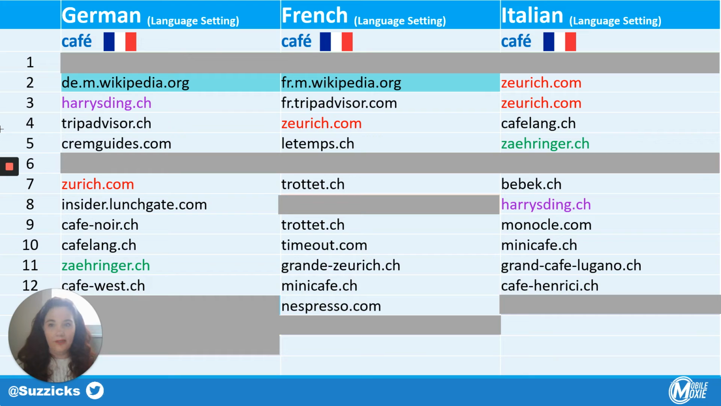So here, the only thing that shows up a lot is Zurich.com, shows up in all 3 searches, but at the very top in Italian. And some things are just showing up in one query language, search language combination, or a lot of them, most of them, let's say. Zay Heringer shows up in 2, and Harry's Ding. I don't know. You guys are laughing at me. I'm probably mispronouncing that. But that one only shows up in 2.